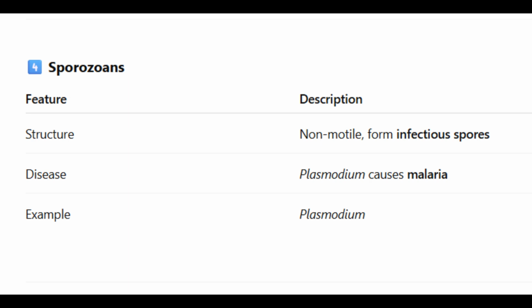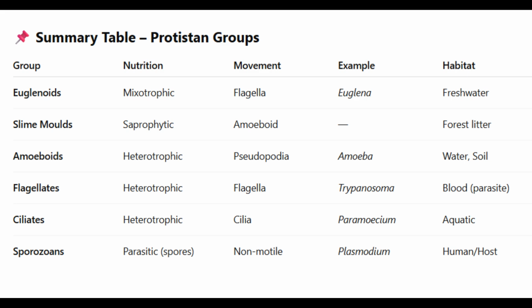4. Sporozoans. Feature description. Structure: non-motile, form infectious spores. Disease: plasmodium causes malaria. Example: plasmodium. Summary table: protists are incredibly diverse. Here's a quick guide to major groups and their key traits.